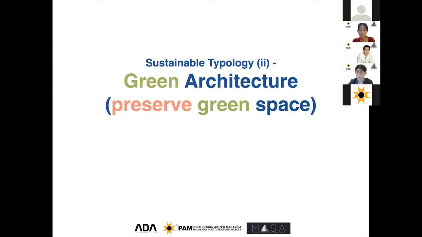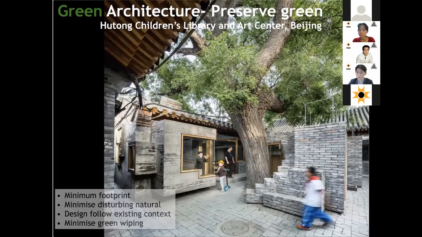Now, green architecture preserve the green space strategies. Normally this project is a minimum footprint. So the building will be a small scale. You cannot be a very giant building, and minimize disturbing the nature. You know, try to keep the nature as it is, and design follow the existing context. So the nature will be the lead and narrative of the design, rather than the architect itself or building itself, and minimize the green whipping. Now, in order to do this right, we need to understand the site data and site context. So we need to measure all the tree settings, all the tree locations, the size, and the type of the plants in order for us to design it accordingly.